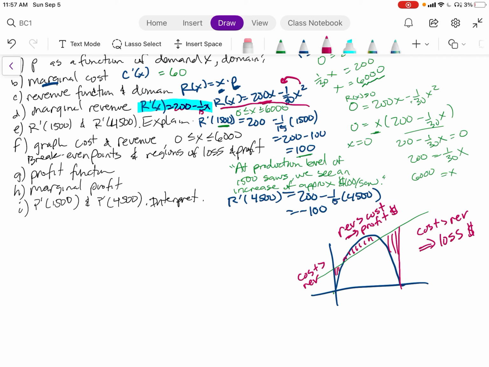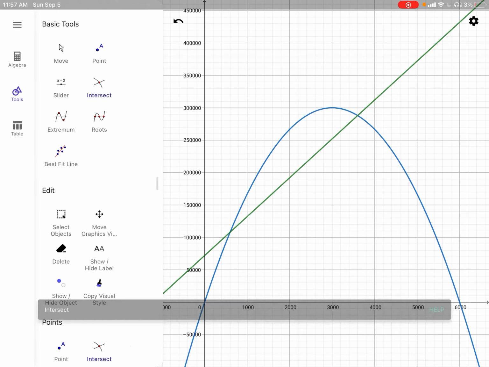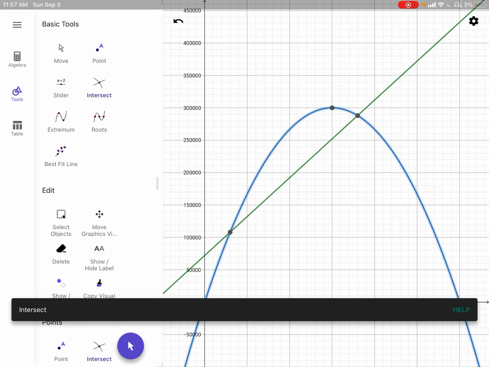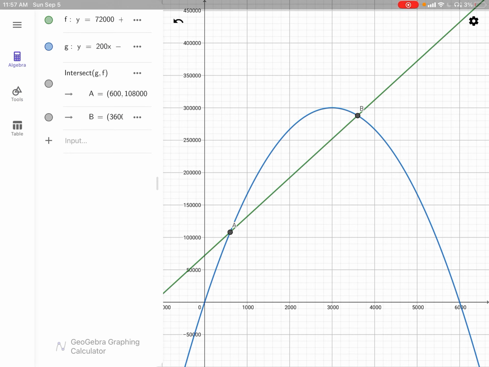To find these break-even points, we need to find where those two functions are equal. Okay, they're there and there. So that's where cost is equal to revenue, and that happens twice here. Well, I'm going to be a little lazy and not actually solve this mathematically because we have technology. Let's use it. This is pretty cool. You can use this tool feature here and intersect, and then you select the two functions, and it gives me 2 points, A and B. And it tells you those 2 points.